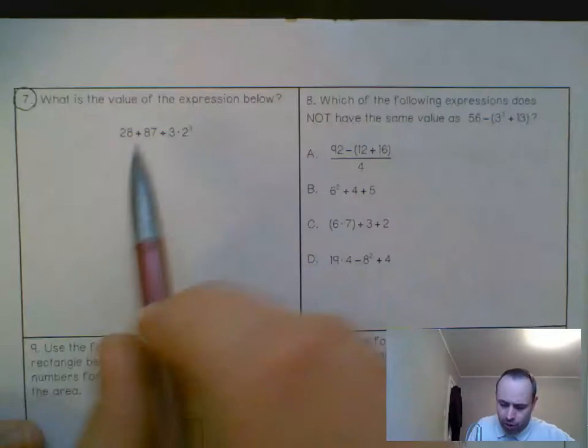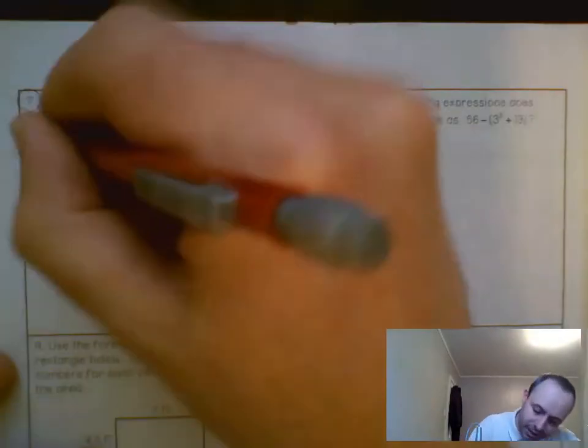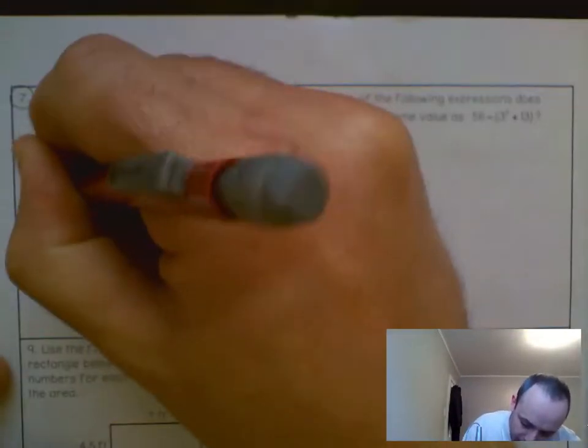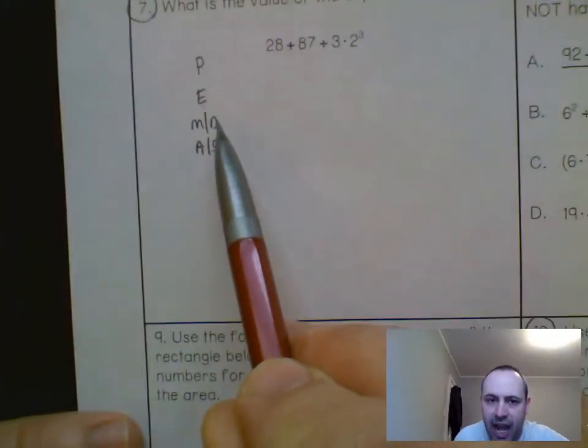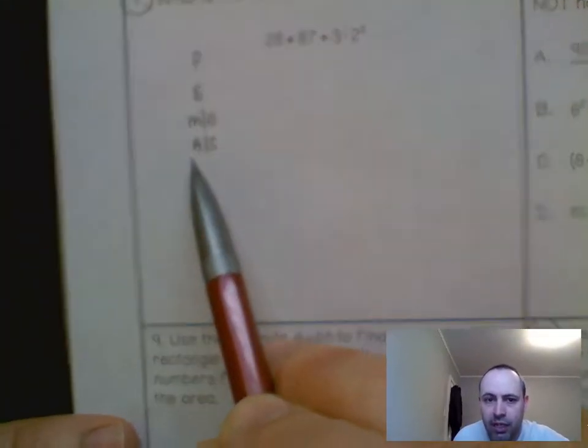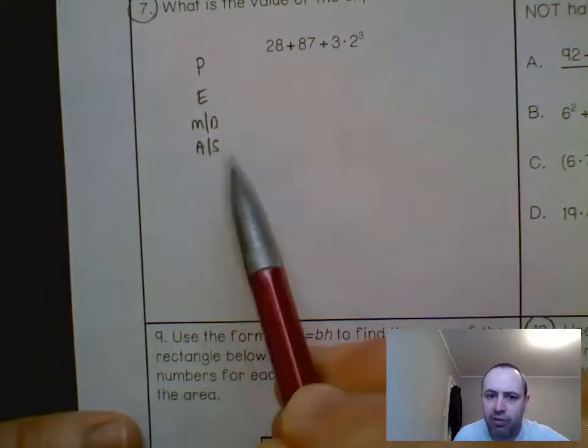So I think I'll just work off here for now. Okay, so I'll write down PEMDAS. Remember, that means parentheses, exponents, multiplication and division are tied, so you move from left to right. Addition and subtraction are tied, so you move from left to right.